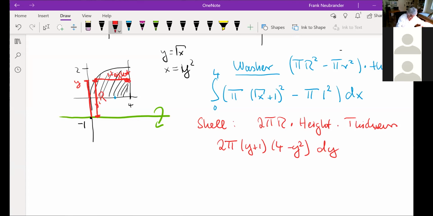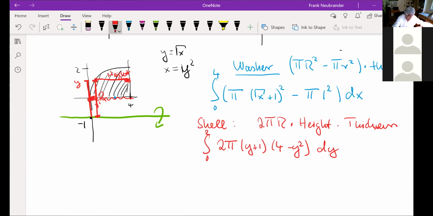Again, from here to there, it is 4. And from here to there, it's y squared. So the height of the thing is 4 minus y squared. And I do this for all y's between 0 and 2. And that gives me the volume if I do it with the shell method.